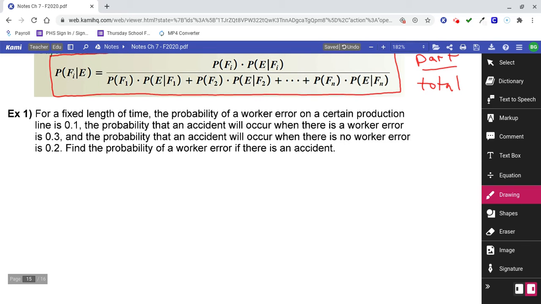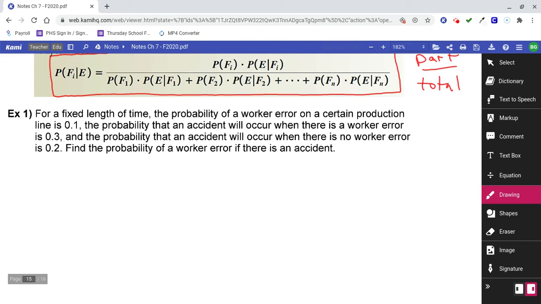So let's look at this problem. For a fixed length of time, the probability of a worker error on a certain production line is 0.1. The probability that an accident will occur when there is a worker error is 0.3. And the probability that an accident will occur when there is no worker error is 0.2. Find the probability of a worker error if there is an accident.